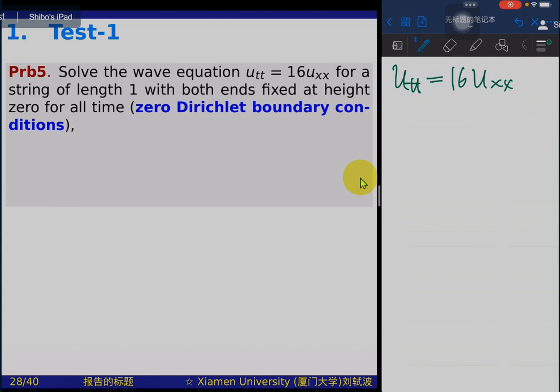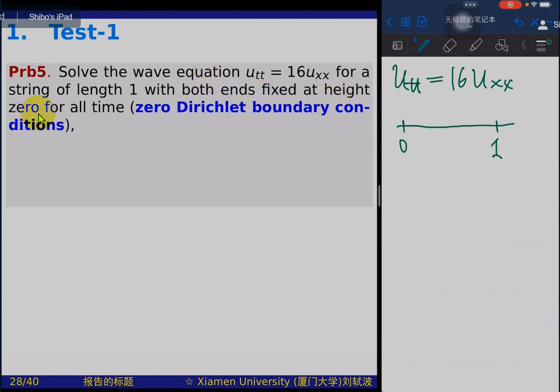So we have a string. We have a string that lies on the interval [0, 1], because the length of the string is 1. So if the left endpoint is x equal to 0, then the right endpoint is x equal to 1. So that is the string. And it says that both endpoints are at height 0.